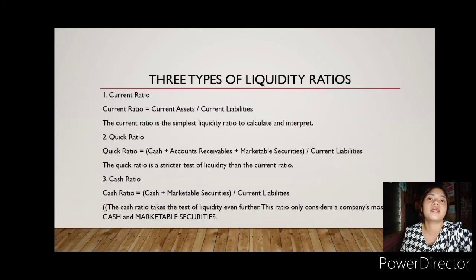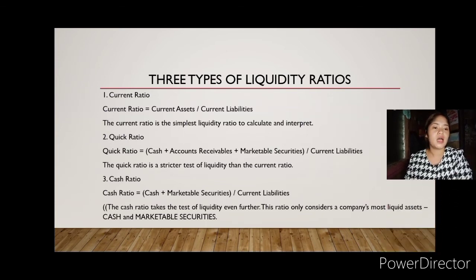Next is the cash ratio. So the formula for the cash ratio is equal to cash plus marketable securities over current liabilities. So the cash ratio takes the test of liquidity even further. This ratio only considers a company's most liquid assets, cash and marketable securities. They are the assets that are most readily available to a company to pay short-term obligations.